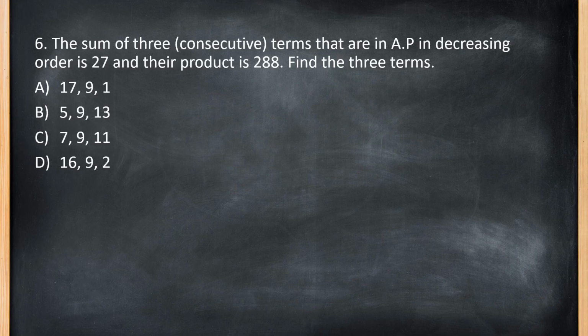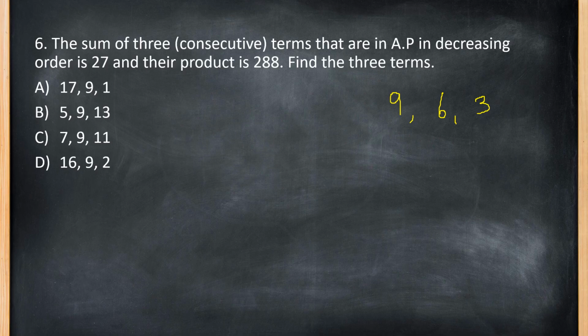The next question is here. The sum of 3 consecutive terms in AP in decreasing order is 27. So the sum of the terms is 27, and what else is given? Their product is 208. Let's put it this way. I'm going to take the terms in decreasing order. For example, I'm going to take 9 followed by 6 followed by 3. So these are in decreasing order.